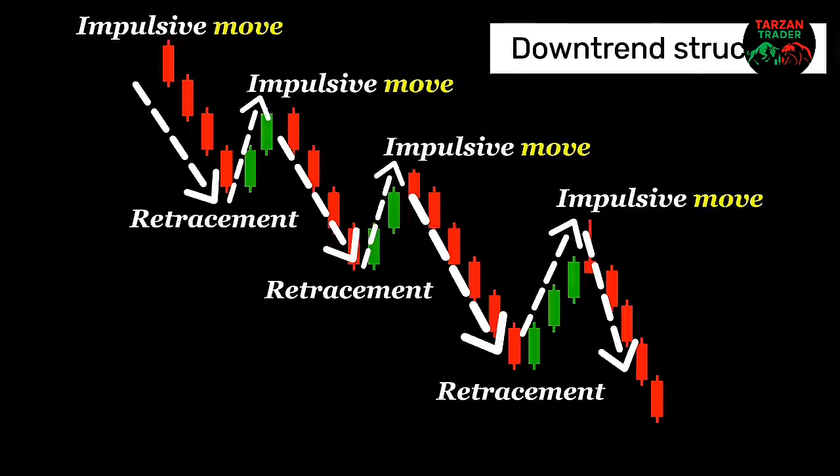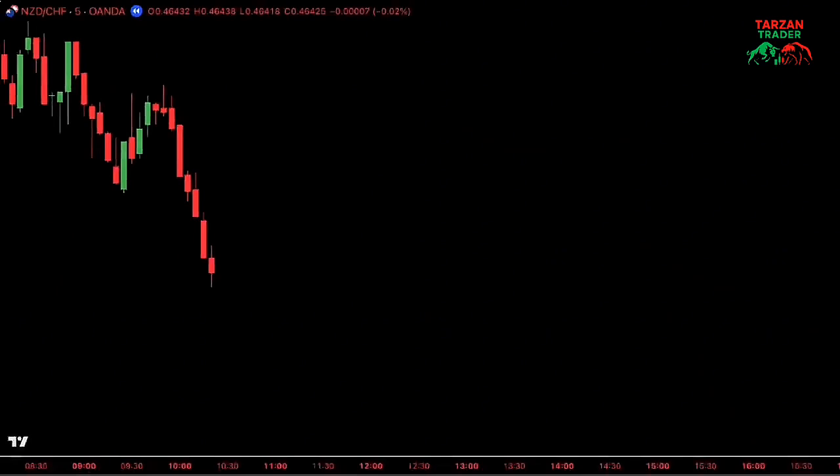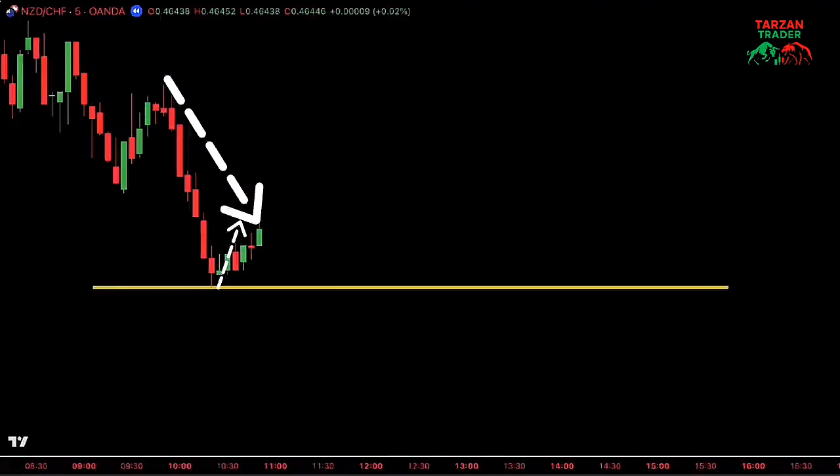Once again, we use support and resistance as our main tool. Let's look at this chart example. As you can see, the market moves downward, creating an impulsive move. Then it starts to retrace upward. At this point, we identify an important area where the market previously reacted. This is where we place our support level, because this is the zone where price initially paused before continuing lower.